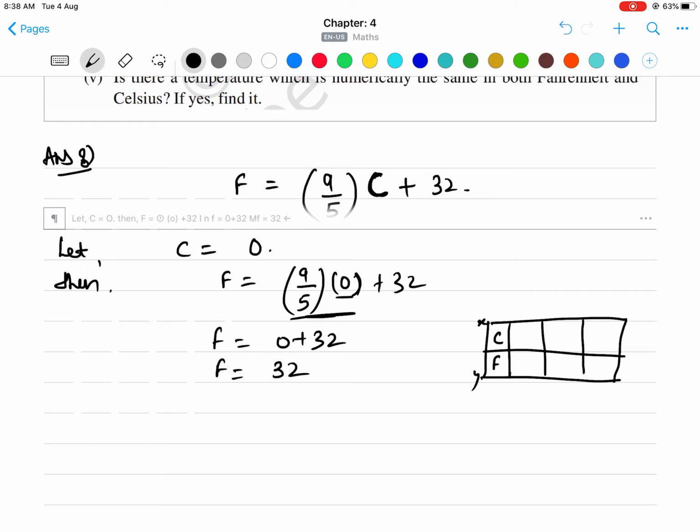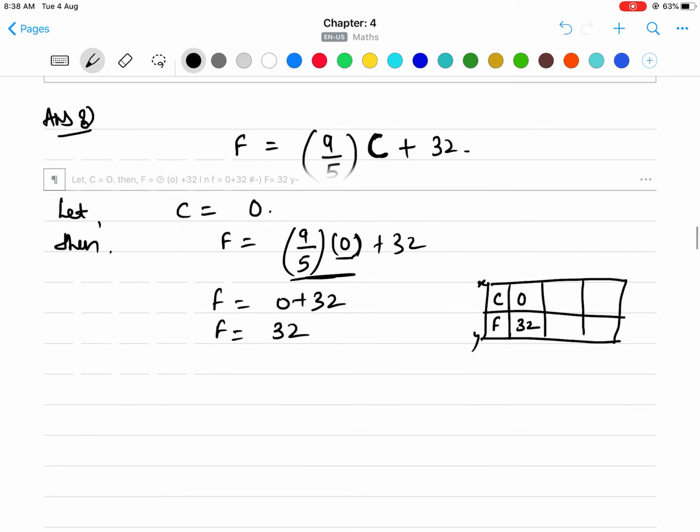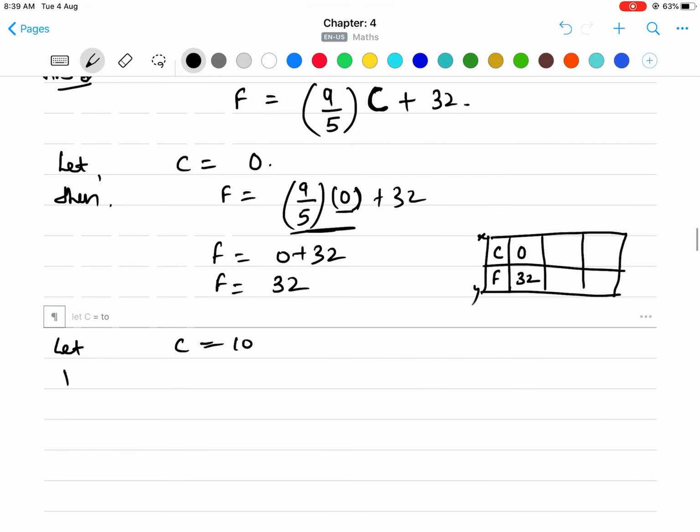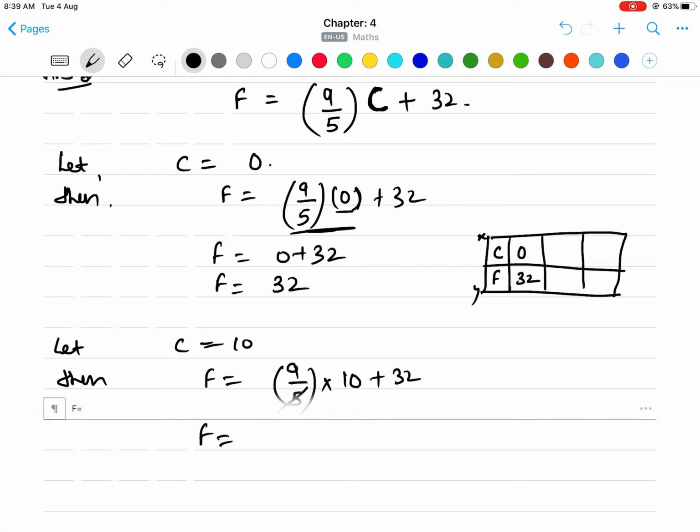Okay, so on taking Celsius as 0, we are getting Fahrenheit temperature as 32. Now let's take Celsius temperature as 10 degree. Then the equation will be F equals to 9 by 5, at the place of C we'll write 10, plus 32. When you solve it, this 5 will be cancelled by this 10 and will result into 2 here.